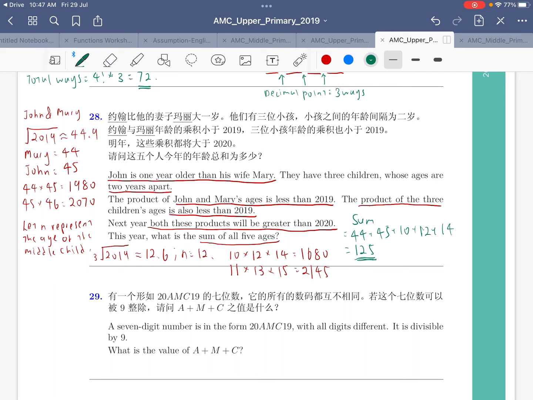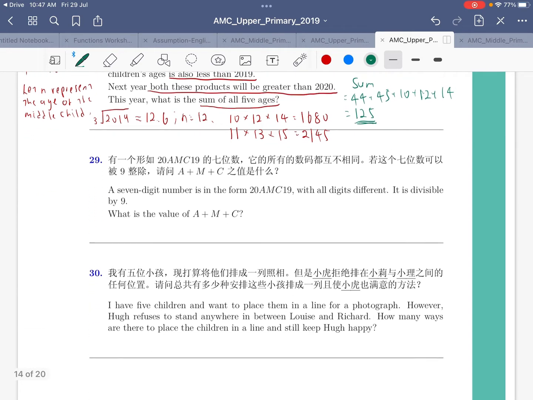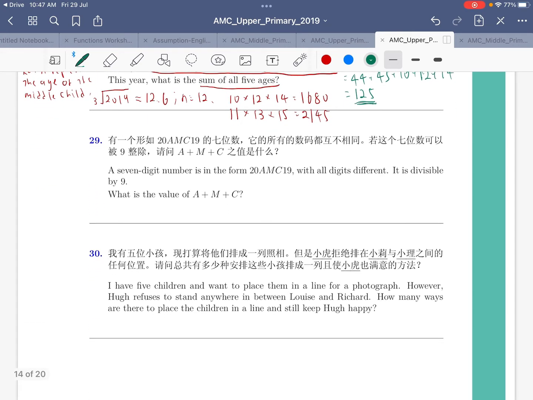Alright, so I hope this one will give you a deeper insight on how we tackle this kind of questions by doing appropriate estimation as well as using our calculator, since calculators are allowed in the AMC paper. Right, so without further ado, let me move on to the next question, which is question 29.